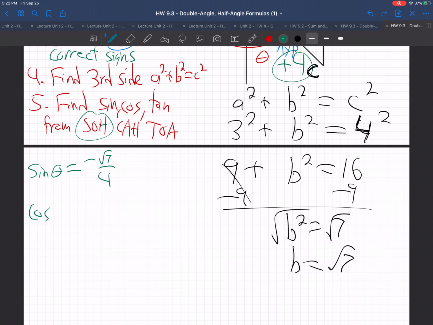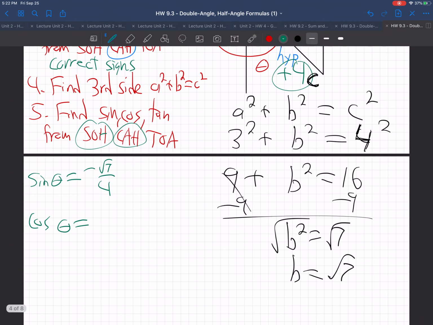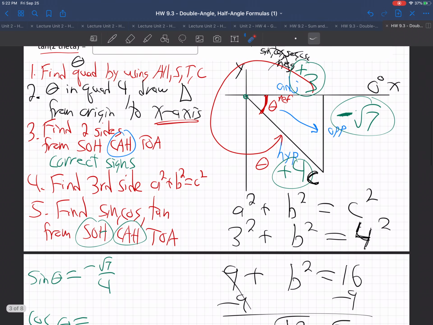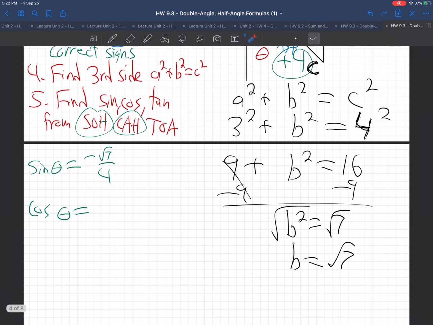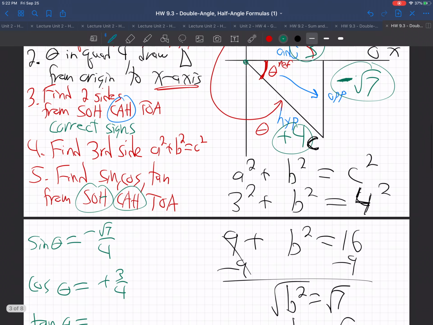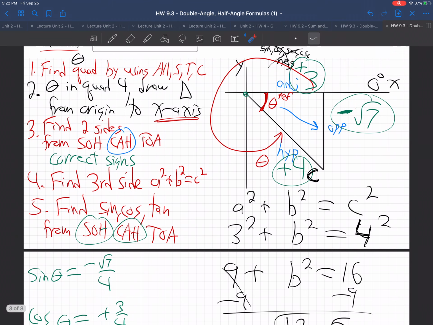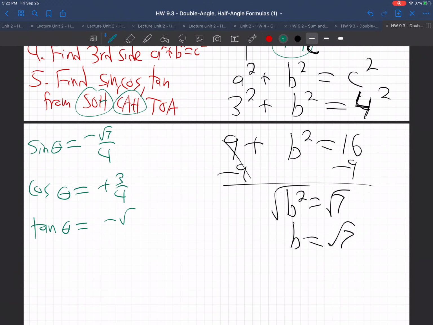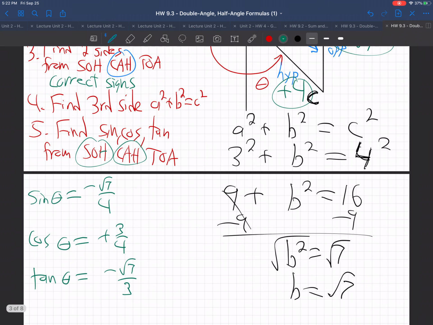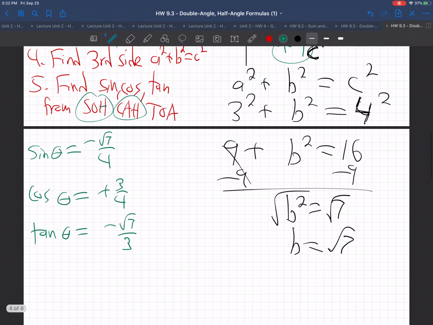Good. Cosine of theta. What's cosine? Adjacent over hypotenuse. Plus 3 over plus 4. And finally, tangent. What's tangent? Tangent is TOA. Opposite over adjacent. Negative root 7 over 3. All right, so we've got those 3.